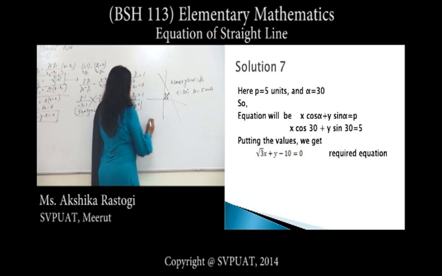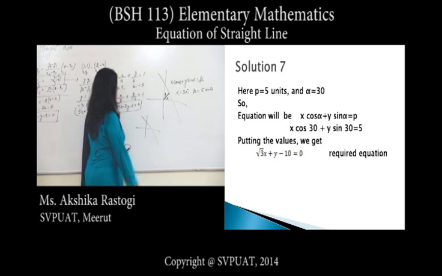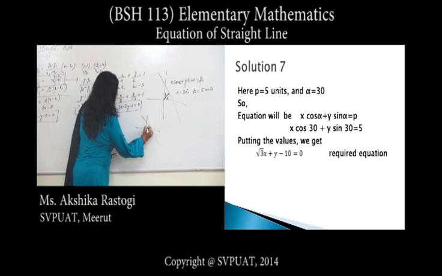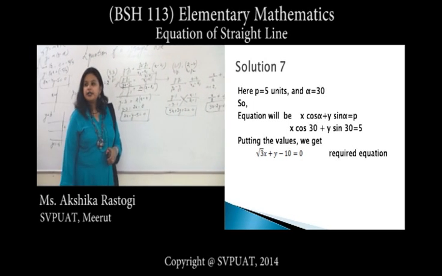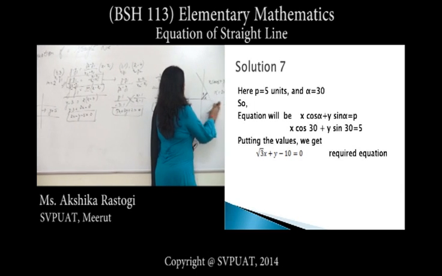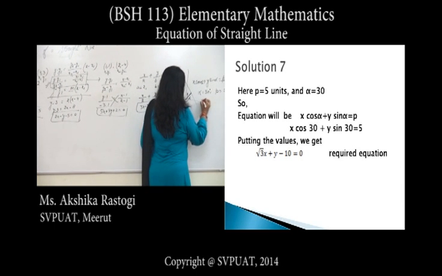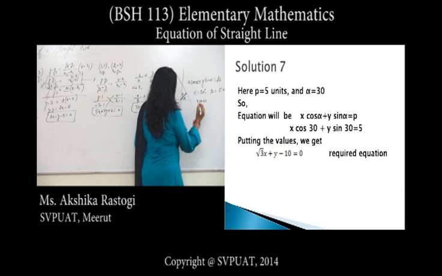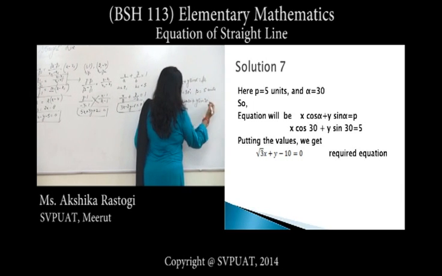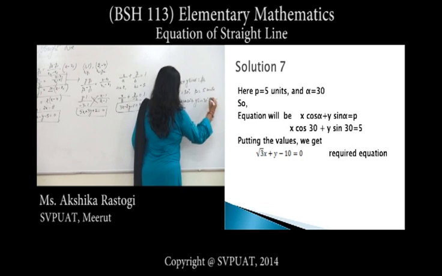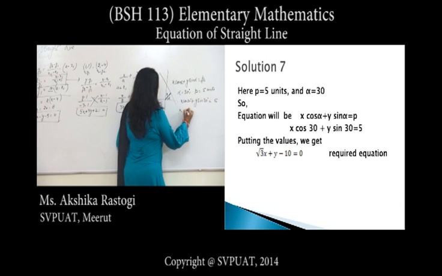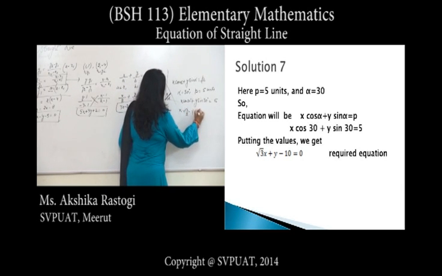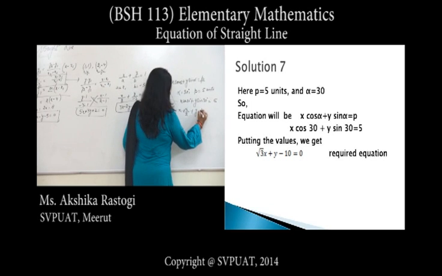units. We can draw an example for this. We have this 5 units and the angle between them is given, that is 30 degrees. Putting the values in the standard equation as usual, we have x cos 30 degrees plus y sin 30 degrees. Putting the standard value, cos 30 degrees is root 3 by 2, plus y, the value of sin 30 is half.